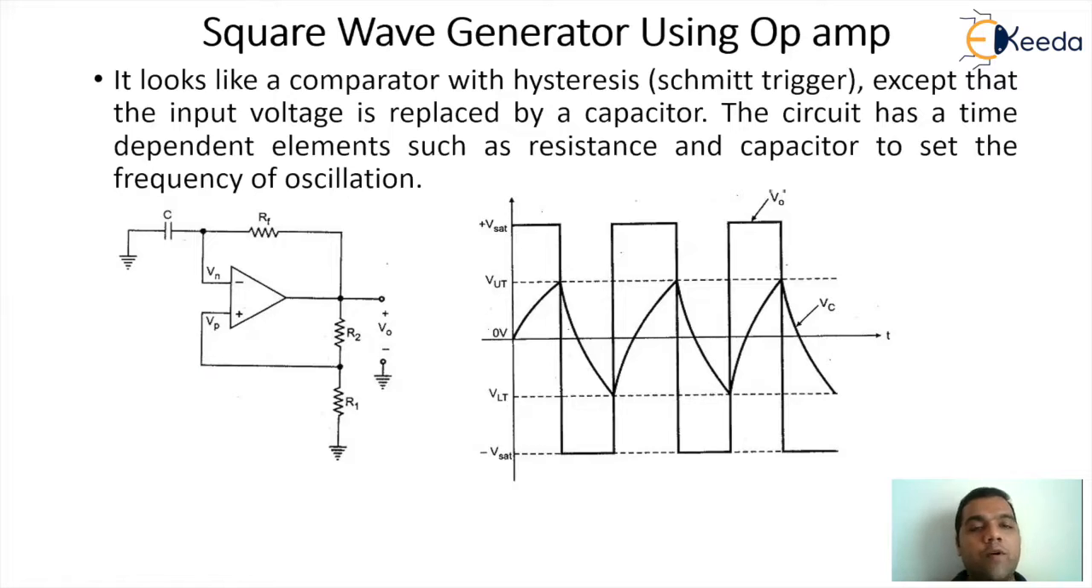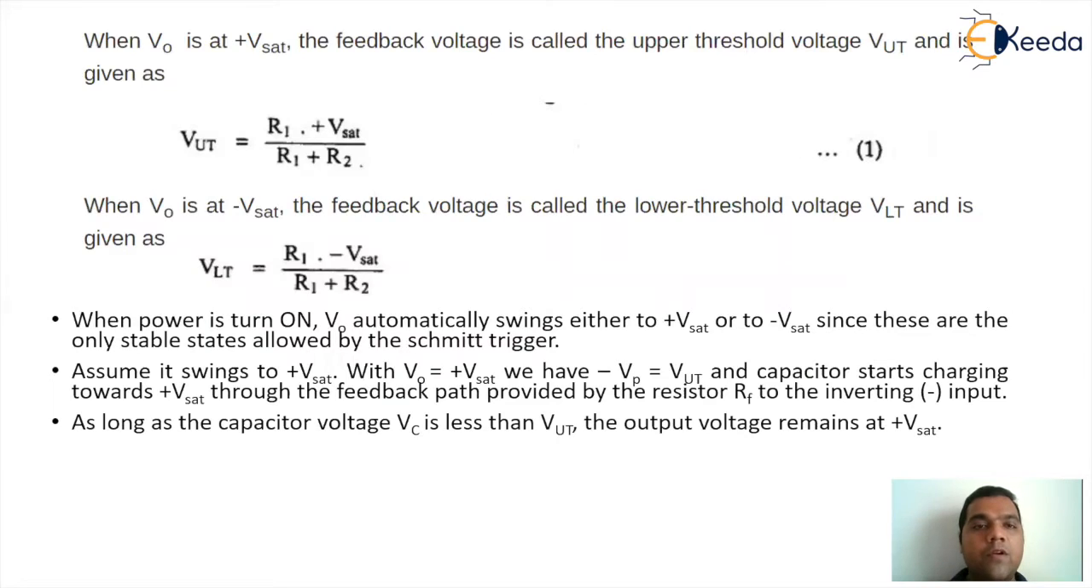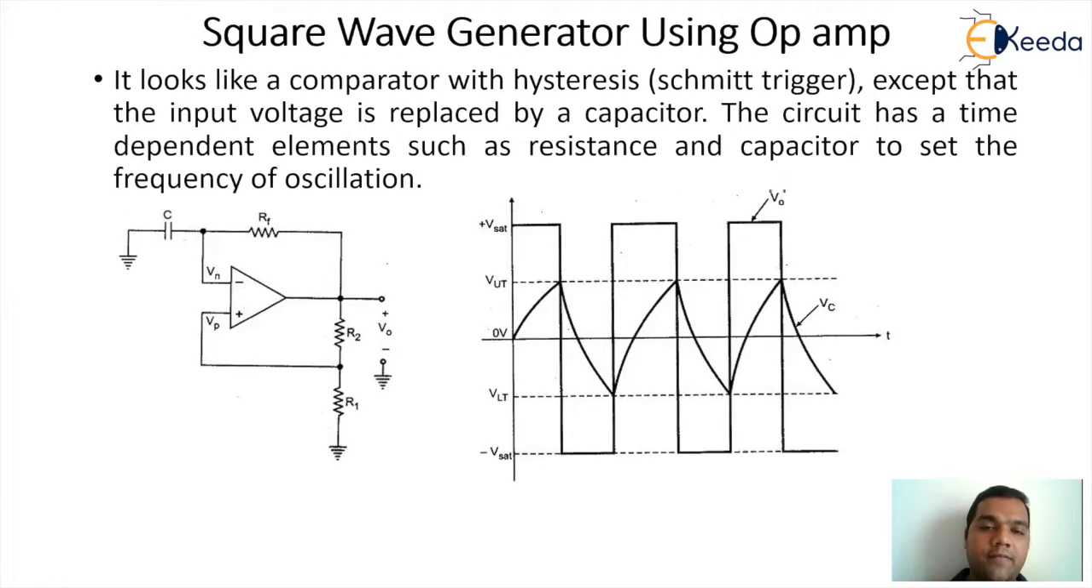Now when we talk about the basic operation, we are assuming that the output of the op-amp is plus Vsat at the initial stage. So we can take R2 and R1, and define the value of the reference voltage that will be controlling the non-inverting pin. The reference voltage can be defined as R1 into Vsat divided by R1 plus R2. Going back to the circuitry, the top point of the voltage is going to be plus Vsat.